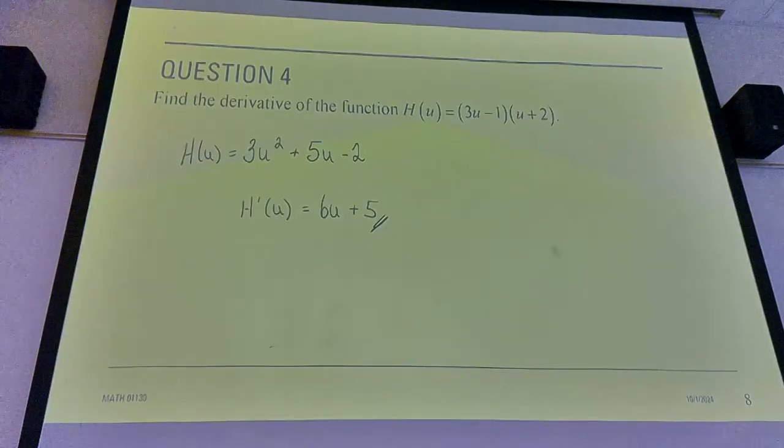And in general, derivatives are fairly simple. Integrals, on the other hand, we'll see, they're not as easy.